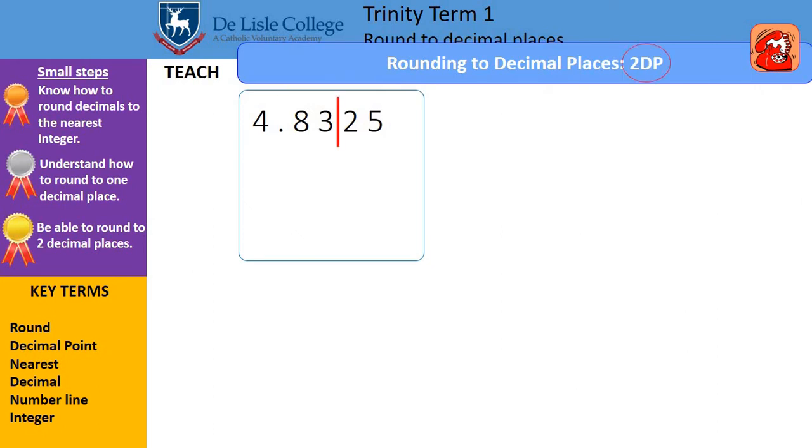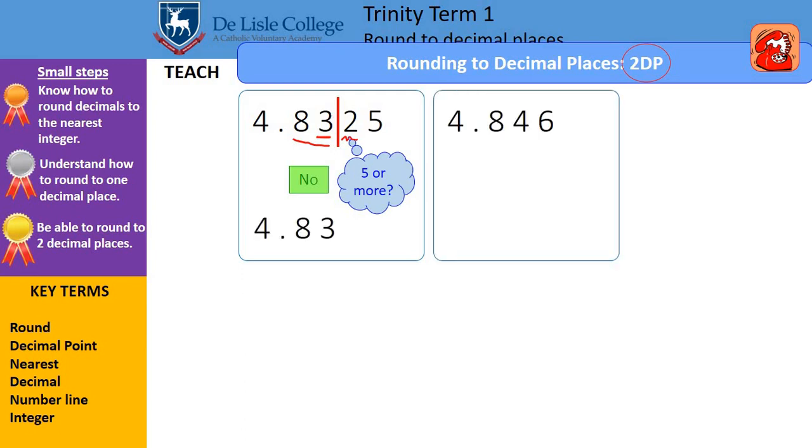We're looking to round to 2 decimal places, so we want 2 numbers to the right of the decimal point, but this is the one that might change, the 3. It could have a knock-on effect here, but it won't in this case, and it's the 2 that's in charge of the change. Is the 2 5 or more? Well, no, it isn't, so it doesn't affect the 3, which means there can be no knock-on effect further down. So we get 4.83.